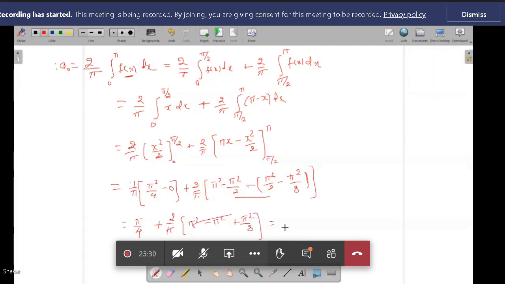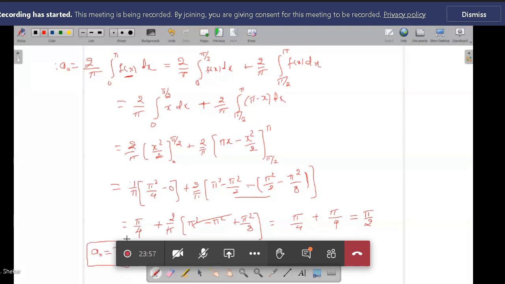So after simplifying, pi by 4 plus, so plus sign, that will be pi by 4 again, because 2 by pi into pi square by 8. So pi cancels, 2 ones are 2, 2 fours are 8. So this will be the final answer, pi by 2. So a naught is pi by 2.